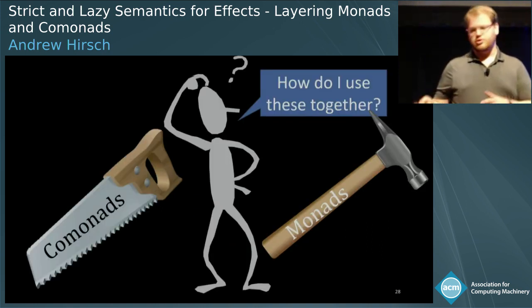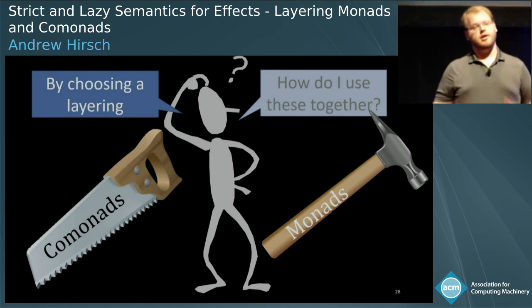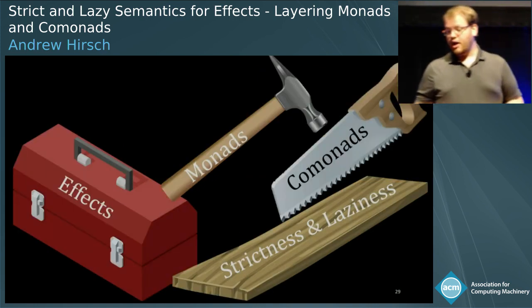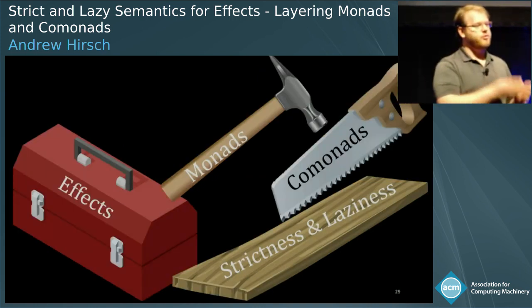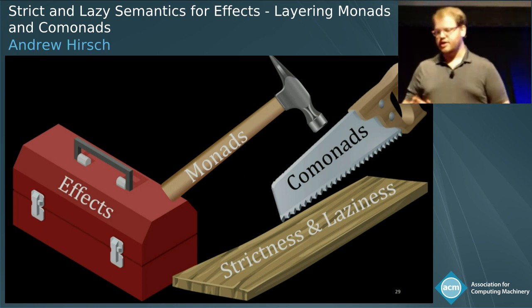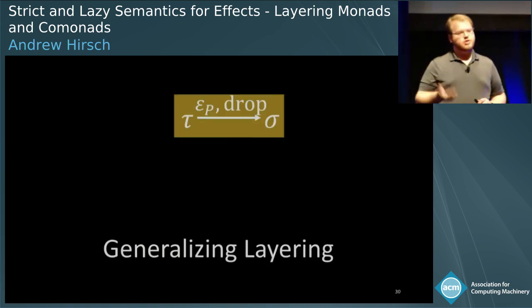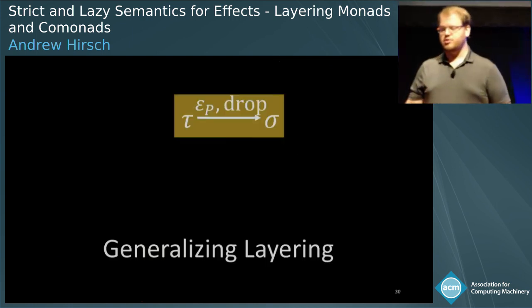So somehow, the answer to the question, how do we use comonads and monads together, from the point of view of layering, is you have to pick a layering. And this allows us to look at the problem of strictness and laziness now through the lens of effects and understand them differently than we've understood them before. But it turns out that that's not all we can do. We can generalize this notion.